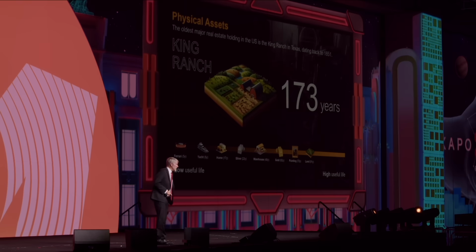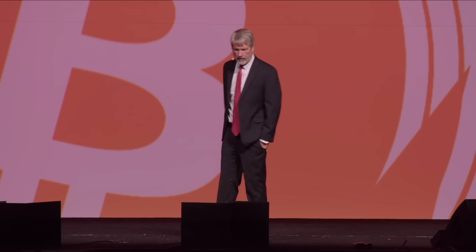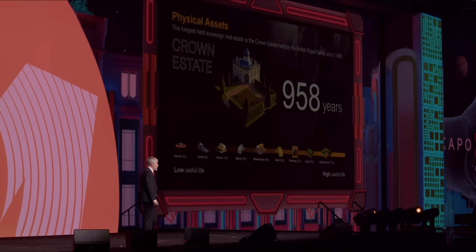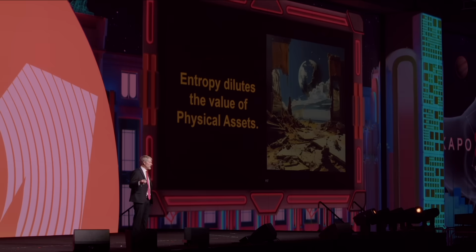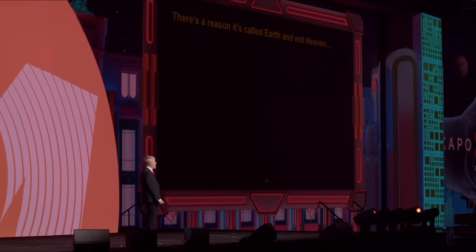The oldest family ranch in the United States is King Ranch. They made it 173 years. Every other family in the country failed. And here's the longest held property, the Crown Estate in the United Kingdom. You could say the royal family held it since 1066, but on the other hand, it passed from the Plantagenets to the Stuarts, through the Lancasters and the Yorks, and eventually found its way to the Hanover family. And so maybe 7 different families split that. None of them got to take it with them. So physical assets you might think might last 1,000 years. Probably about 50 to 75 years is the best you're going to do. Entropy is diluting the value of your physical assets. It's sucking the capital, the energy out of them. There's a reason it's called earth and not heaven.